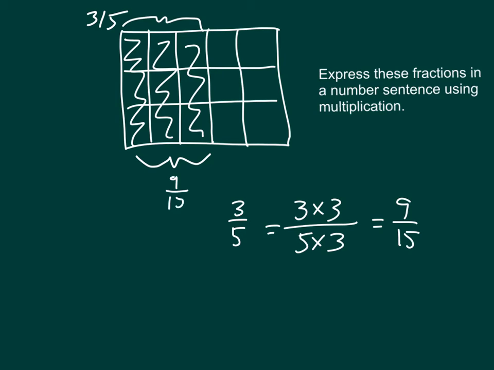Let's write that out there in our area model, and let's look at our area model, see if it's accurate. Well, there's 9. 1, 2, 3, 4, 5, 6, 7, 8, 9. Yep. And then we had 15ths. There's 5, 10, 15. Yep, 15ths. So that 3/5 does equal 9/15. On the next screen, we'll let you try one.